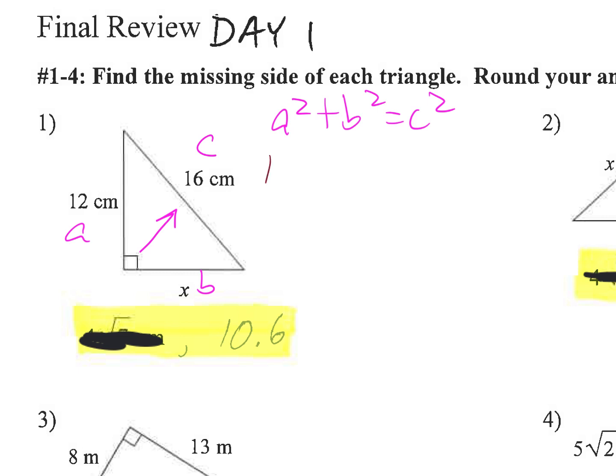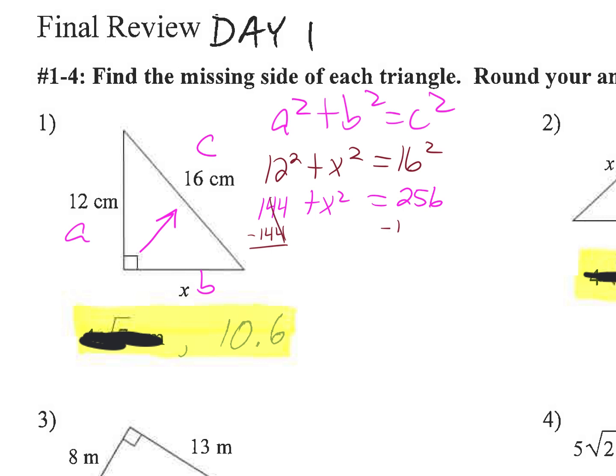So I've got 12 squared plus x squared, and then c is 16 squared. 12 squared is 144. Bring my x squared down. And then 16 squared is 256, right? Okay. All right. Then we're going to subtract that 144 because we're trying to get x by itself. And x squared is equal to, was that 112? Is that right?